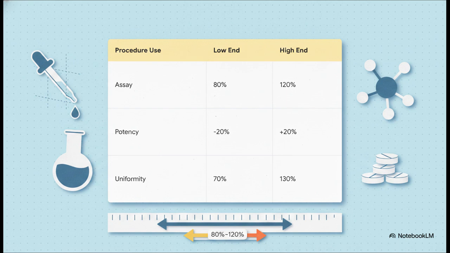For instance, if you're running an assay of a product for commercial release, you need to validate a range from 80% to 120% of the declared content. If you're testing content uniformity, that range stretches out from 70% to 130%. So the really crucial takeaway here is that you aren't just proving your test works right at the target dose, you're proving it's completely reliable across the entire expected spectrum of manufacturing variability.